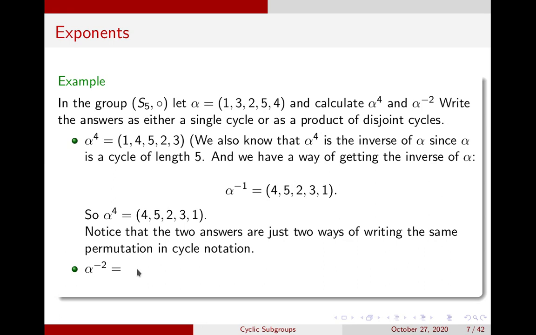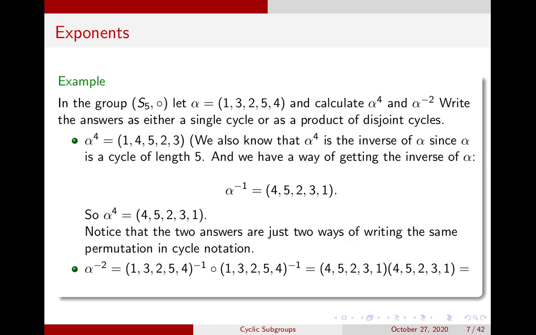And now alpha to the minus 2. So here we would need to find alpha inverse. Well, actually, we know how to find alpha inverse. You simply write the numbers in the cycle in reverse order. The inverse of a cycle of length 5 will be a cycle of length 5. So the inverse of the cycle 1, 3, 2, 5, 4 is 4, 5, 2, 3, 1.